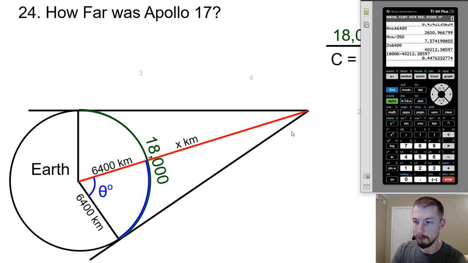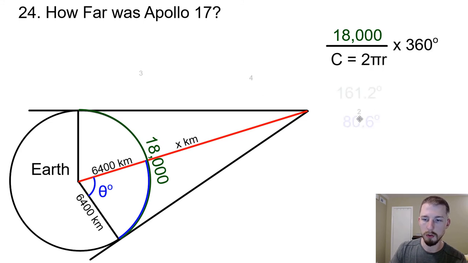It's a good thing that was there. So take that, multiply by 360, and that will give me the theta. So I can see, let's see, go to 2. So 161.2 degrees. Now, if I divide that by 2, that will give me this theta, because that's the whole thing, and I want half of that, so 80.6.